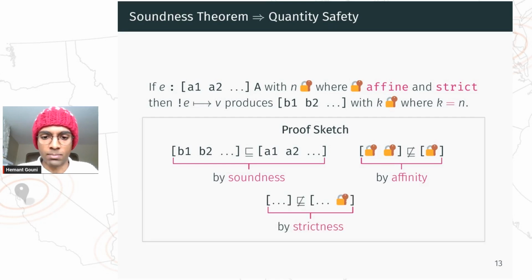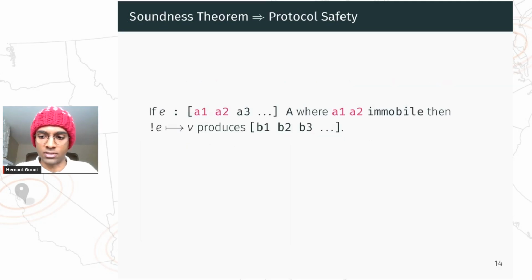So k has to equal n, because not only does the A1, A2 resource context have to contain more locks than the B1, B2 resource context, there's also no way for the B1, B2 resource context to give itself more locks for free because of strictness. So the B1, B2 resource context has to contain exactly that number of locks, i.e. the program has to exactly witness that number of locks as part of the evaluation.